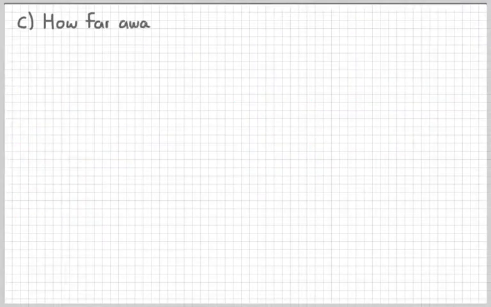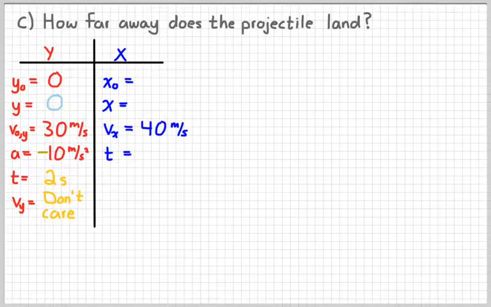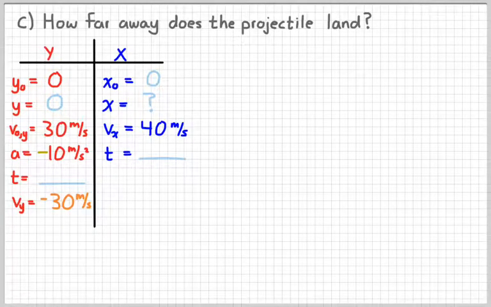All right, I got one more question here. Now, the next question is, how far away does the soccer ball land? So we're going to play the same game. We're just going to copy down what we did in the previous part and talk about the things that have changed. We're no longer dealing with the time of 2 seconds. X is now our unknown. We're starting at a height of 0 and we end at a height of 0. So both of our y's are 0. And then the final velocity isn't irrelevant anymore. The final velocity is negative 30 meters per second.